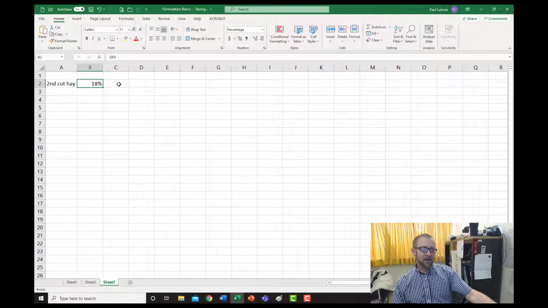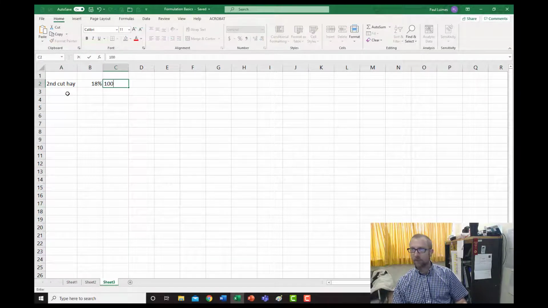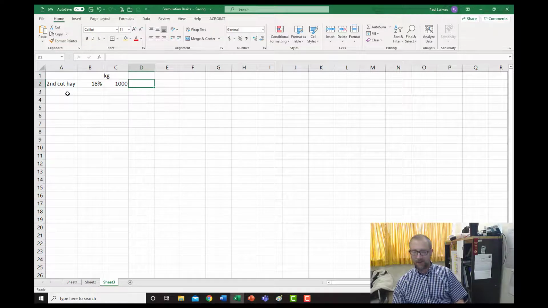And so let's say on a ton of hay, how much protein do I have? So 1,000 kilograms of hay, that means I am going to have about 180 kilograms of crude protein in that hay.